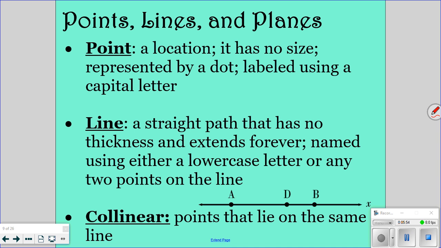And then collinear, points that lie on the same line. So if you look at this line right here, A, D, and B are all on line X, and so they are all called collinear points because they all lie on the same line.